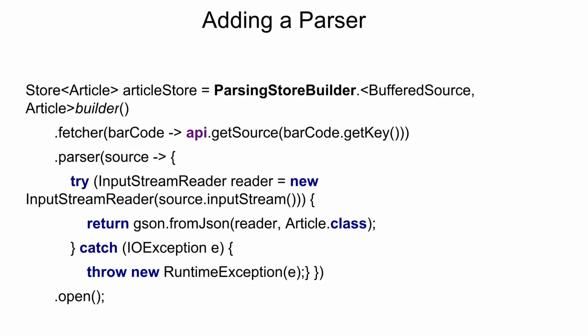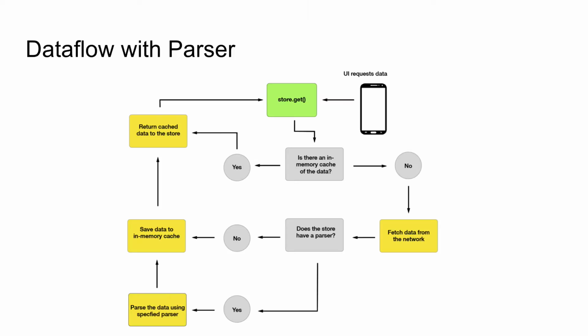So here, instead of using a store builder, you just change the class to parsing store builder. You pass in a parser. The parser looks a little sloppy here just because you have to wrap it in a try catch since JSON is strange like that. And looking at this, it gets a little more complicated, but not too bad.